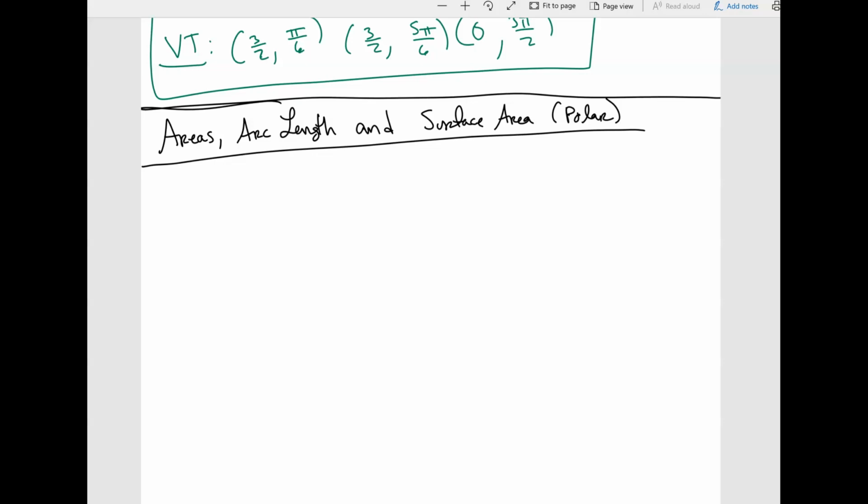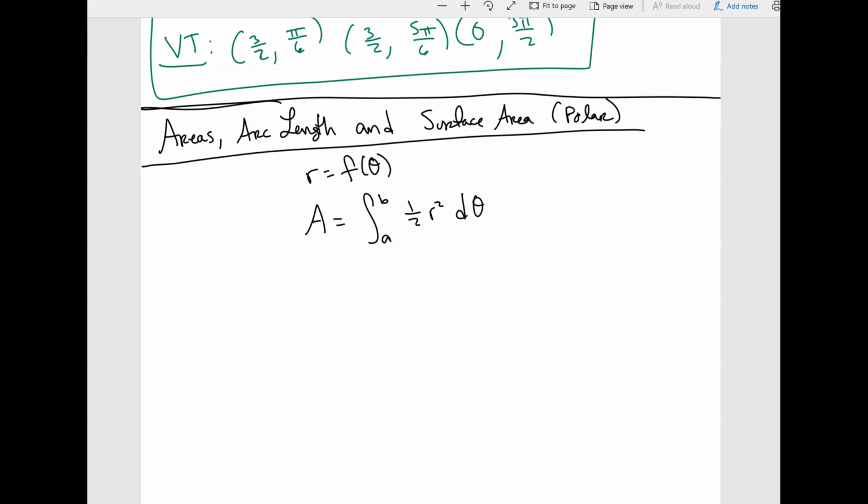So this is going to be areas, arc length, and surface area. Let's first start off by looking at the area formula for polar curves. If I have a polar curve that maybe looks like this, then basically what it's saying is that the area is equal to the integral from a to b of 1/2 r squared dr. Oh, that's wrong. d theta.